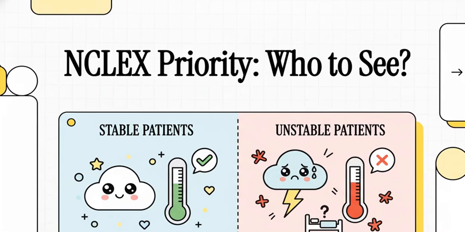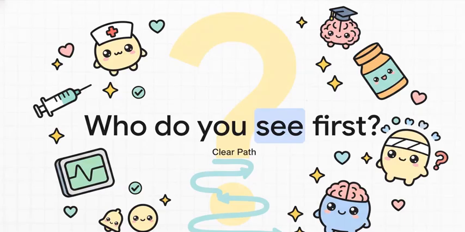Those who do you see first questions on the NCLEX, they can feel so overwhelming, right? It feels like every single option is a priority. But you know what? Today, we're going to make it crystal clear. We're diving deep into stable versus unstable patients, and you're going to know exactly who to see first, every single time. No more guessing. My whole goal today is to give you a secret weapon for these questions so you never get tripped up again.